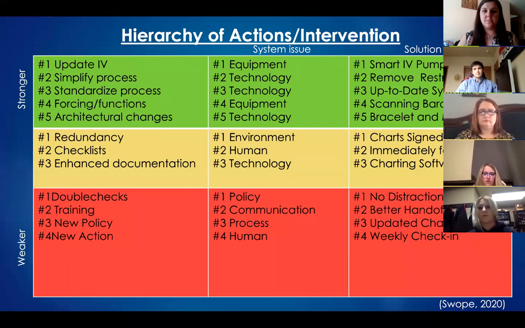For the hierarchy of actions, we looked at the action, the system issue, and the solution. One of the weaker ones we found were double checks, with the system issue being the policy and there being no distraction rule as a solution. Getting closer to stronger, we looked at checklists. The system issue was human error, and then the solution would be being able to immediately view the charts. One of the stronger interventions would be architectural changes, which would be changing the technology and bringing in the bracelets that could be scanned to give medications.